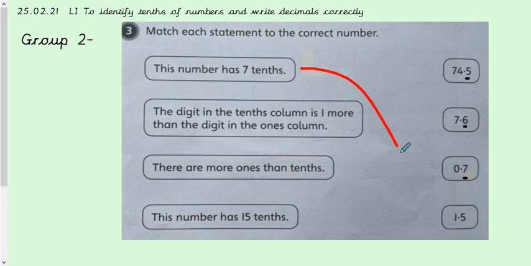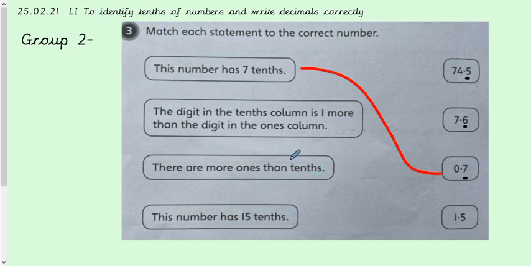Let's do another colour. The digit in the tenths column is 1 more than the digit in the ones column. That was quite a tricky one. We'll leave that for the minute. We'll do the easier ones first. That's what I always do. And then we'll go back to the hard ones. There are more ones than tenths. And this number has 15 tenths. So we'll do this one.